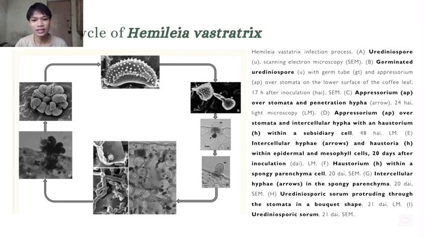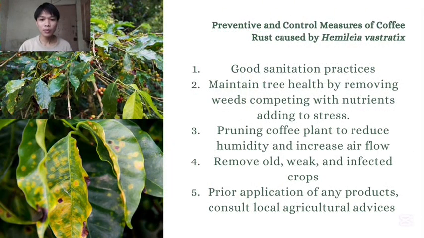So this cycle is important because it explains how Hemileia vastatrix invades the coffee plant and extracts nutrients from it. So it is important to understand these stages in order to design control strategies and preventive measures, targeting the spore before germination and enhancing leaf resistance to fungal penetration. There are preventive and control measures of coffee rust caused by Hemileia vastatrix.